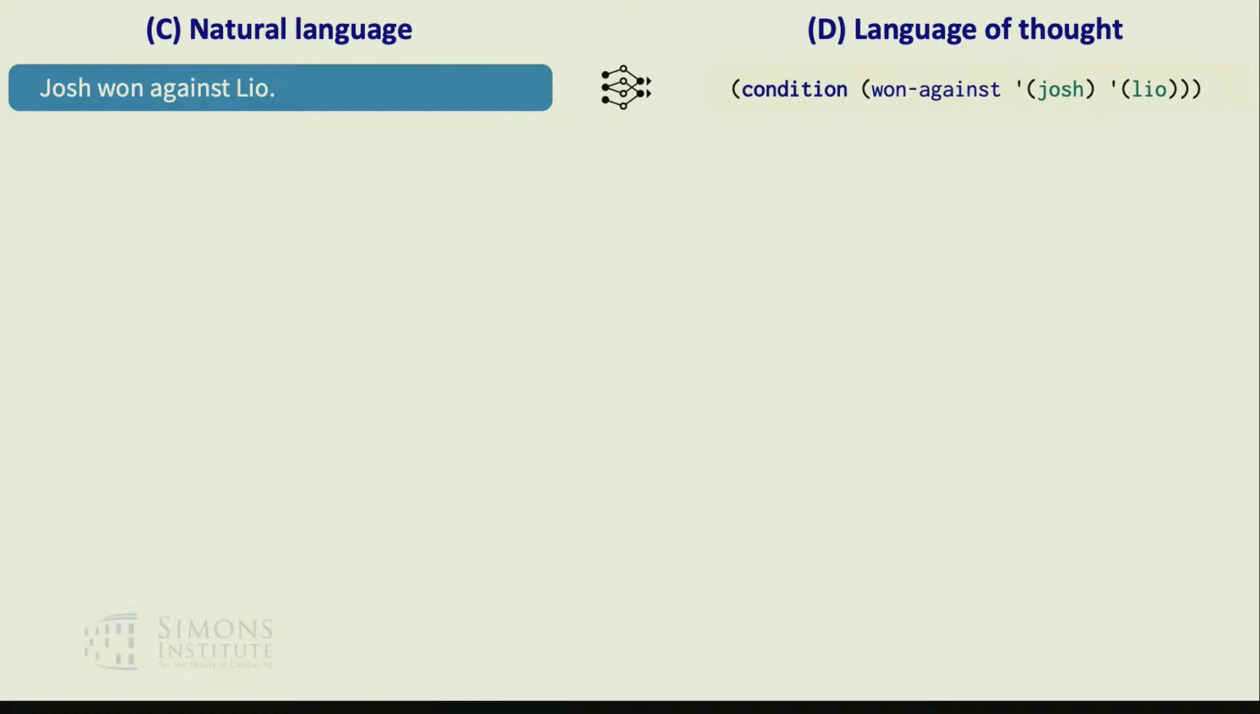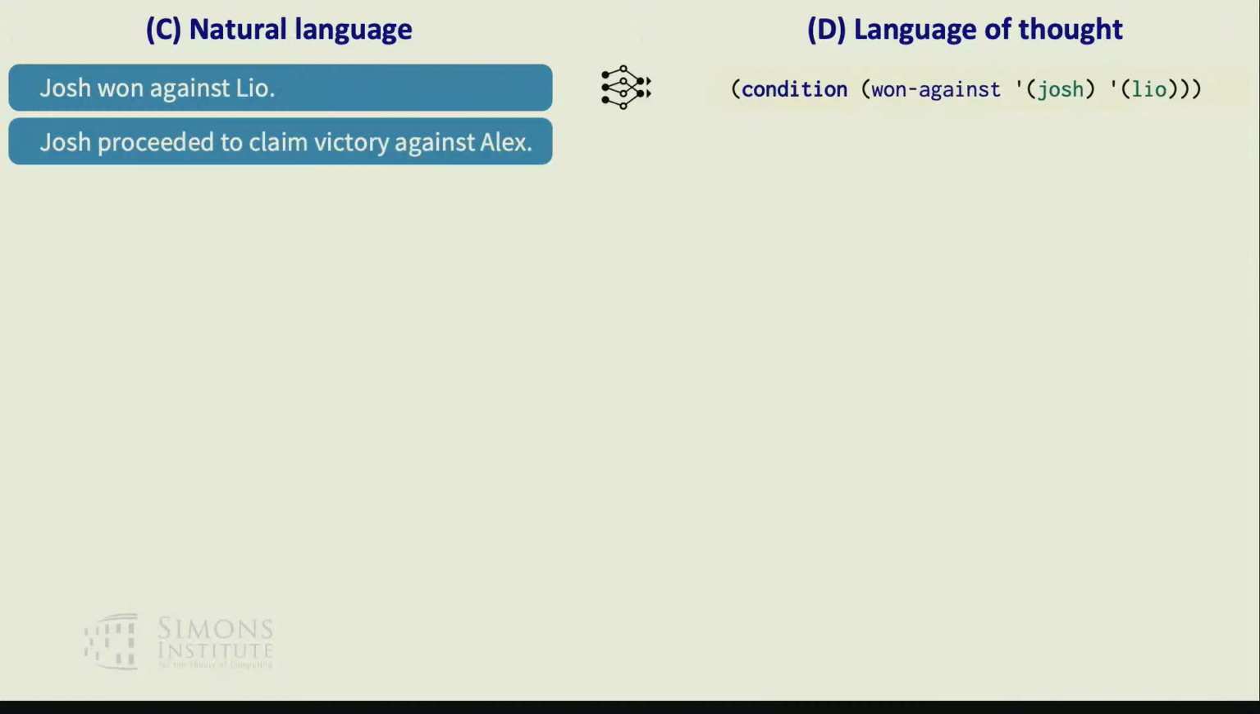Right, so what kinds of language might we say here, and how might we think about them in relation to probabilistic programming expressions? Well, a general proposition like "Josh won against Leo" might map to a condition statement, an observation that Josh won against Leo. If we make subsequent observations, like "then Josh went on to claim victory against Alex," we can continue to use this meaning function that we've induced to turn that into a probabilistic programming expression that captures the fact that Josh won against Alex.